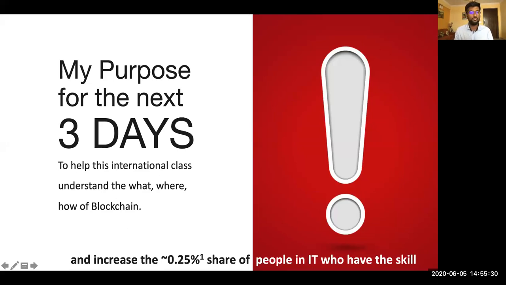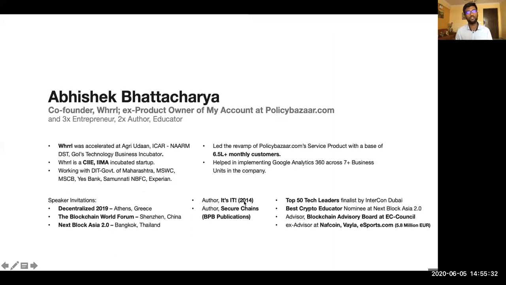Right. So a basic introduction, I am the co-founder of a blockchain-based startup, Whirl, and we are facilitating loans against warehouse receipts for farmers, and we are increasing their incomes by 25 to 30% by doing this. And we are also saving millions in frauds for the banks who are our main customers, right?